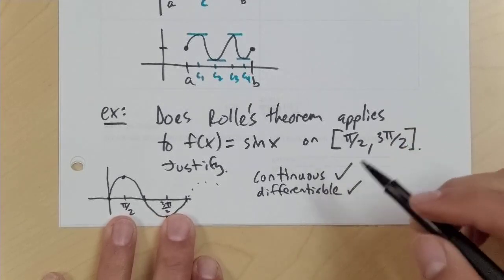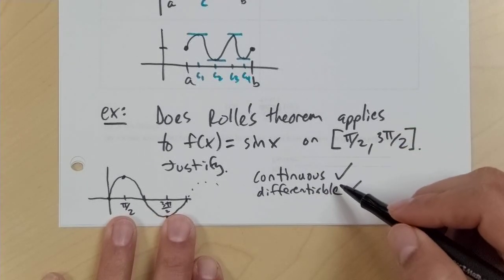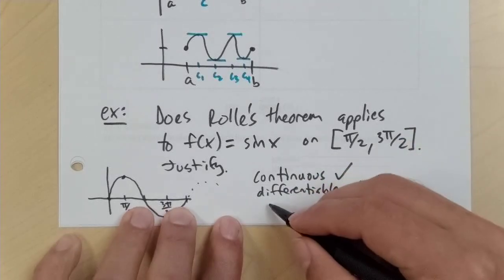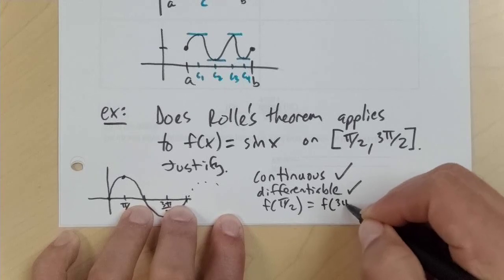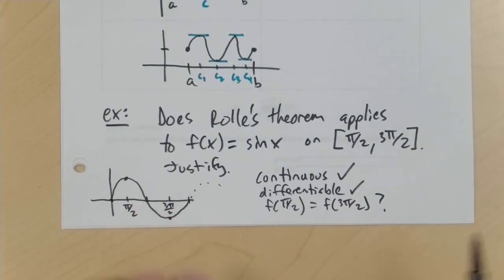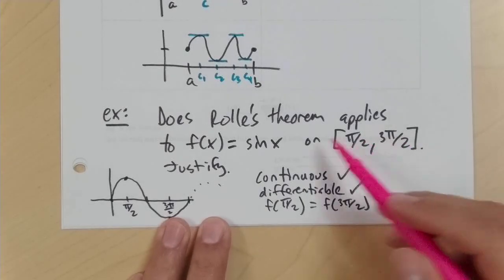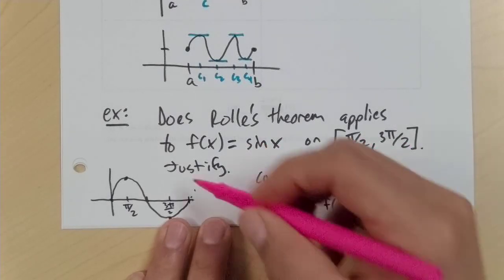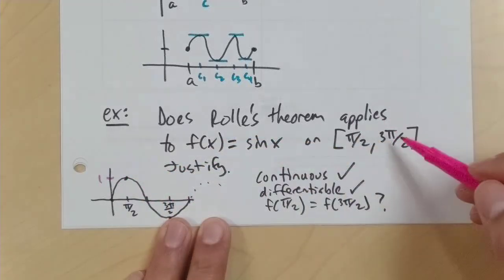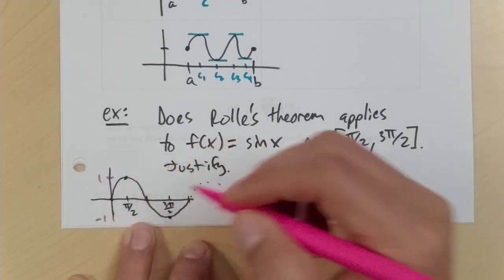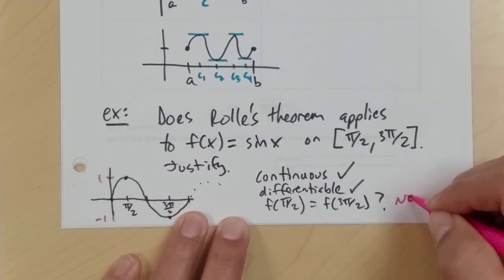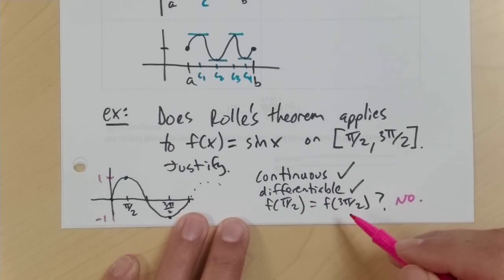And now, the two conditions are met. Now the last piece is, does f of pi over 2 equal f of 3 pi over 2? So that's the question. You can either look at the picture or just plug these in. The sine of pi over 2 is 1, so that's right up here. And the sine of 3 pi over 2 on the unit circle is negative 1, so that's this point down here. Okay? And so the answer here is no. These two are not equal to each other.